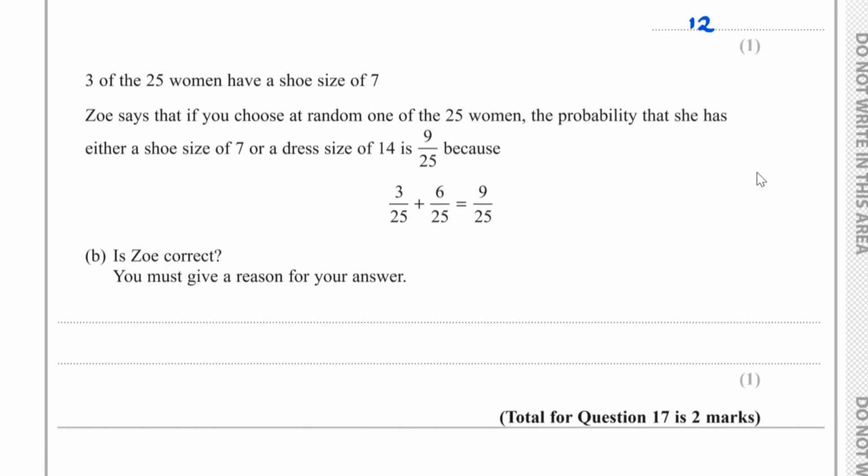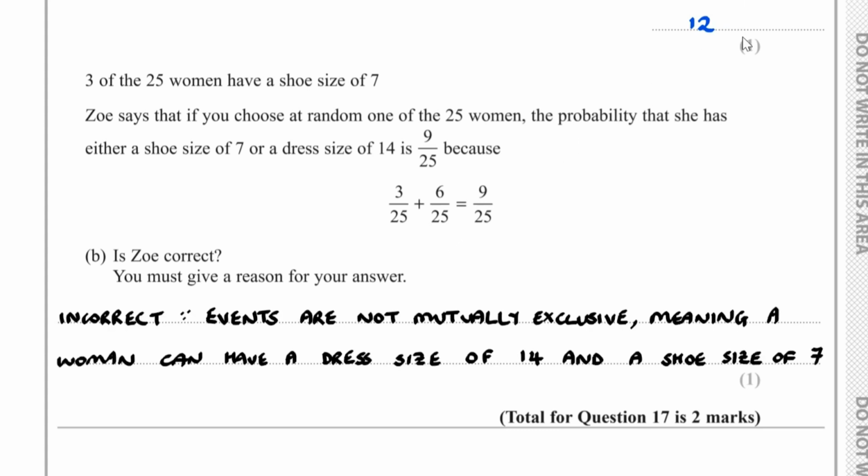Then, for the next part, 3 of the 25 women have a shoe size of 7. Zoe says if you choose at random one of the 25 women, the probability that she has either a shoe size of 7 or a dress size of 14 is 19/25, because 3/25 plus 6/25 is 9/25. Is Zoe correct? You must give a reason for your answer.